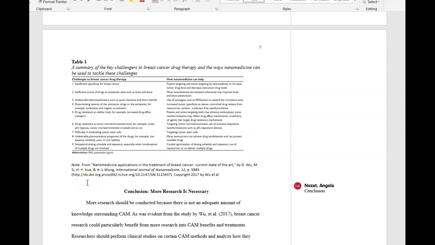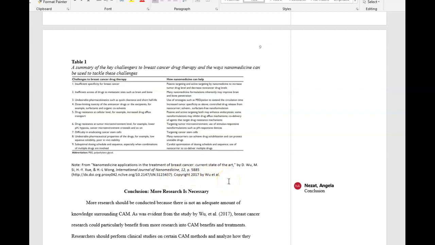in this particular format. So you will have Note, and then a colon, and then you will use the word From. Then you will include the article in quotation marks. You will then use a comma, then By, and then include your author or authors, comma, the name of the journal, italicized, comma, the volume, italicized, comma, and then P for page number and the page number it came from. Then you need to include in parentheses the DOI or URL, and then you need to include the copyright number.